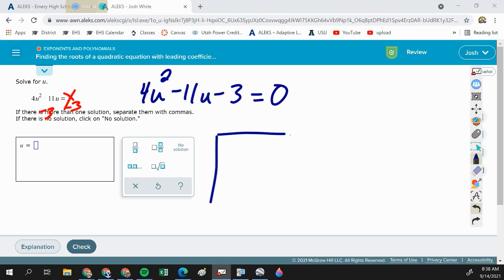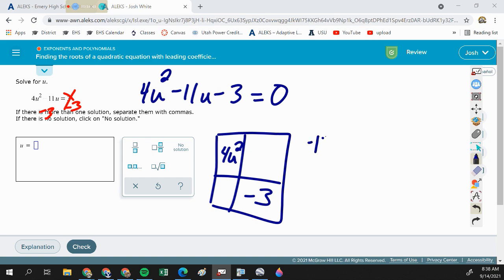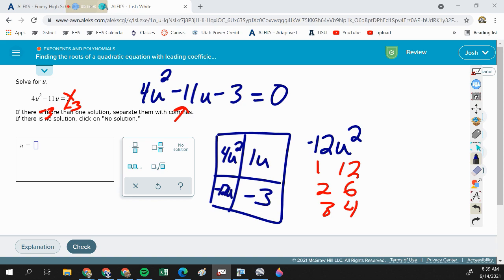Draw the box. Put in 4u squared and negative 3. Multiply those together. Negative 12u to the second. Now I go through all the factors of 12. 1 and 12, 2 and 6, 3 and 4. Can I use one of those to make a negative 11? 1 minus 12. So 1u and negative 12u.